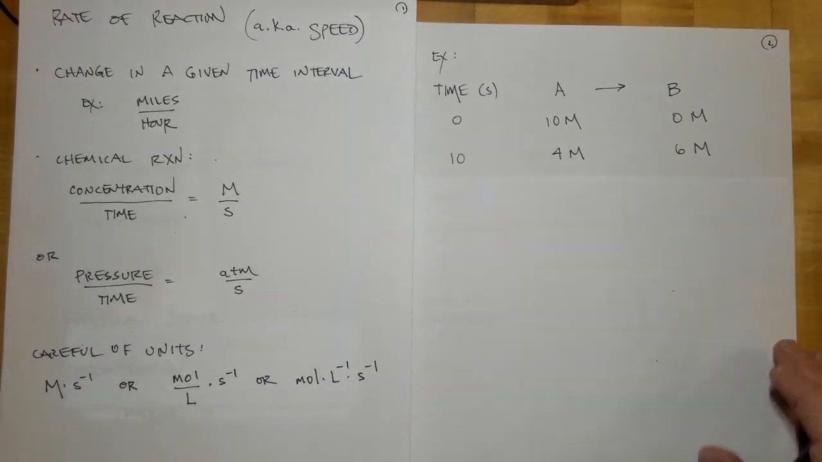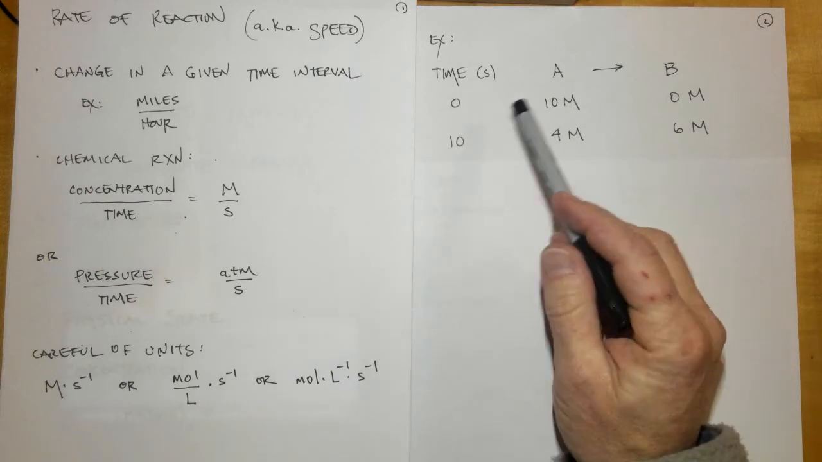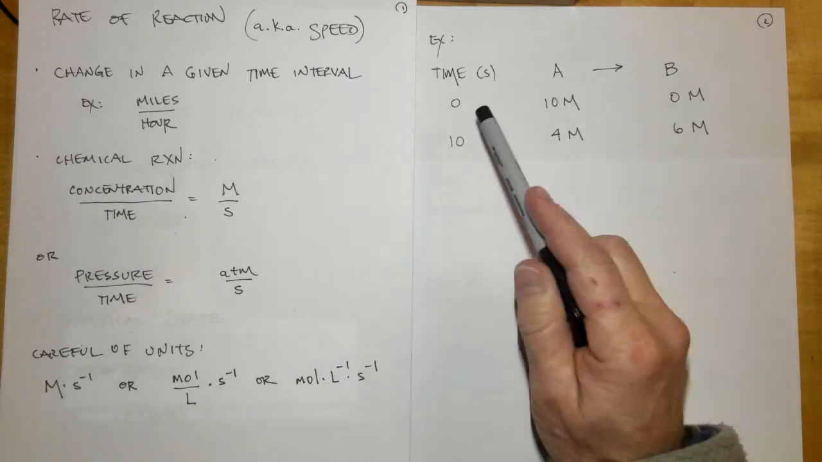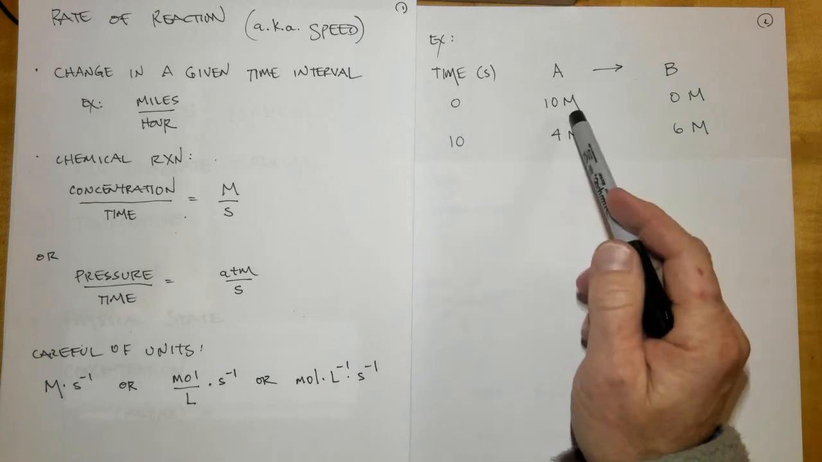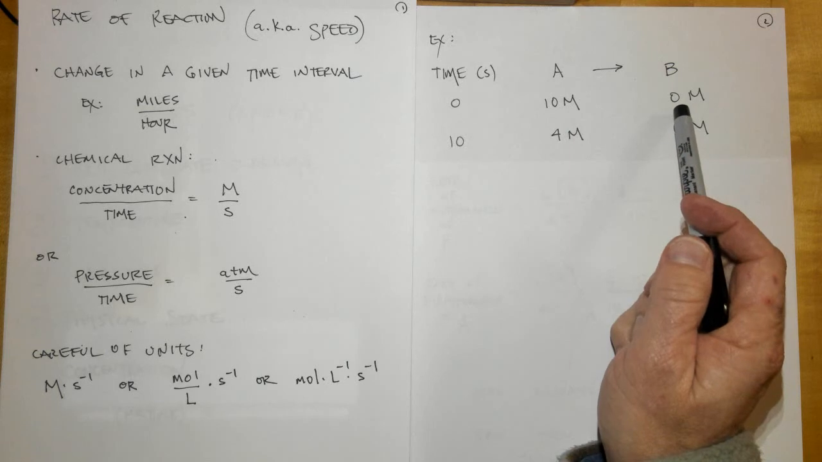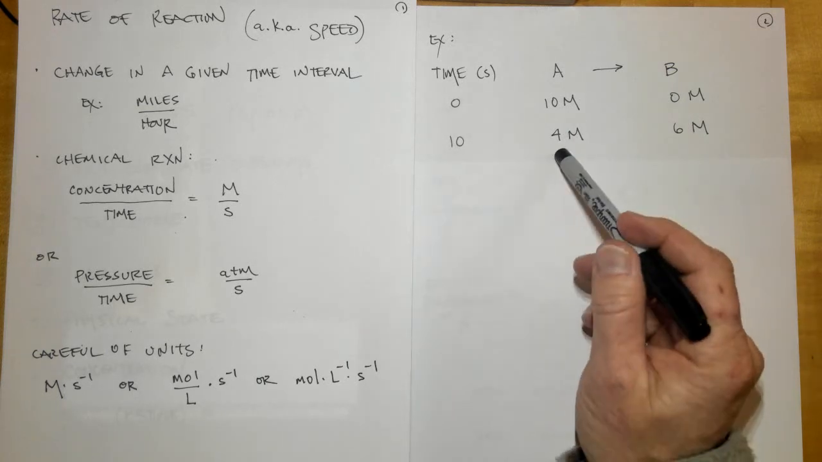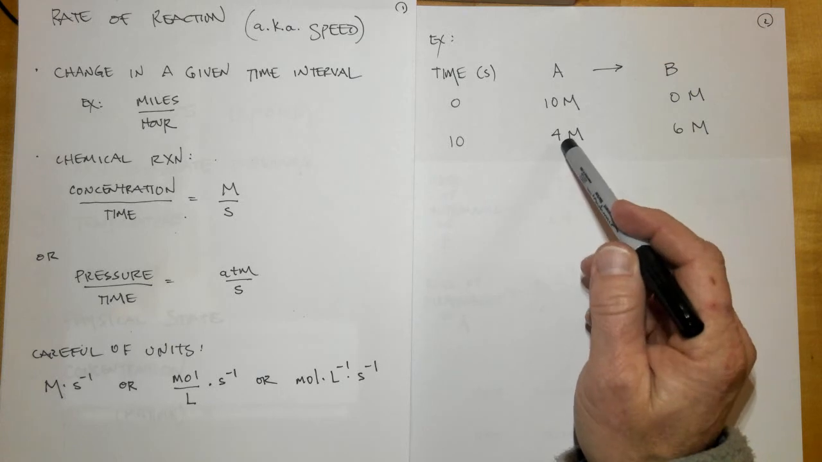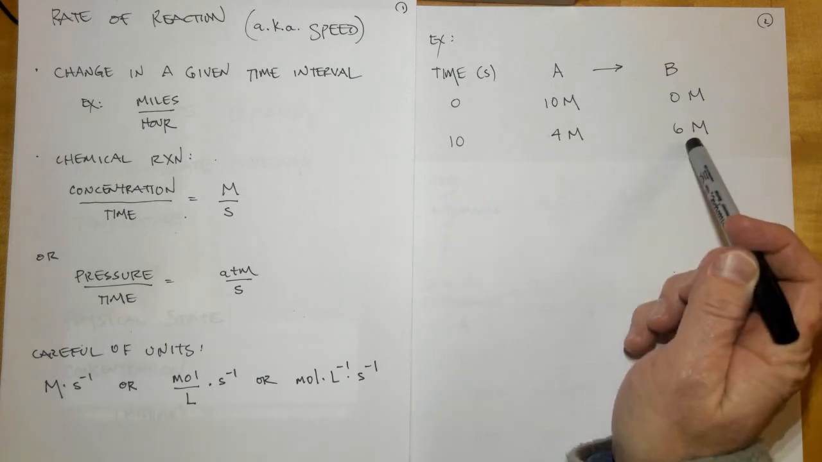So here's an example of a reaction, just a make-believe reaction, where we'll look at how the reaction changes with respect to time. So in this reaction, A goes to B. At time 0, before the reaction starts, let's say that we have 10 molar solution of letter A, and we have none of letter B. After 10 seconds of reaction time, we're down to 4 molar for A, and then that 6 that's disappeared has now appeared over here for letter B.